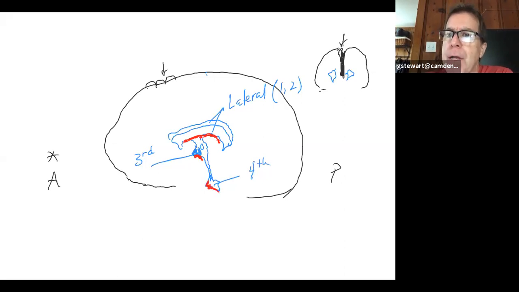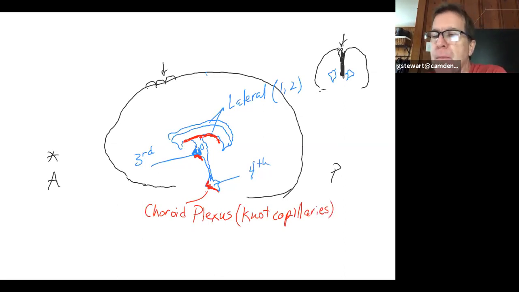Those capillary networks or knots are called a choroid plexus, and it's just a knot of capillaries that pushes, if they're under high pressure.